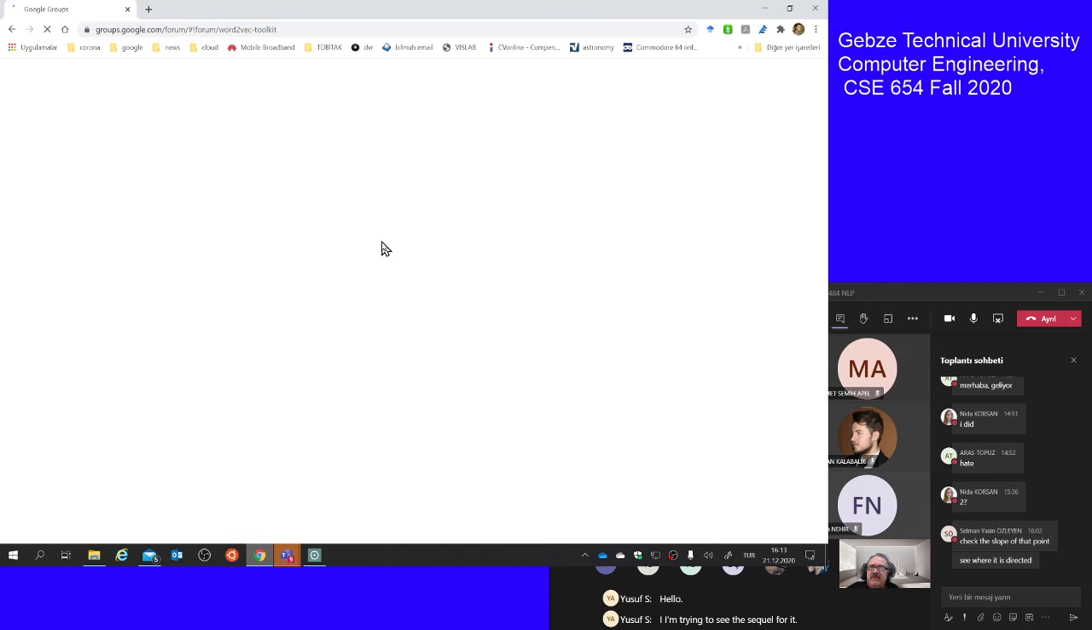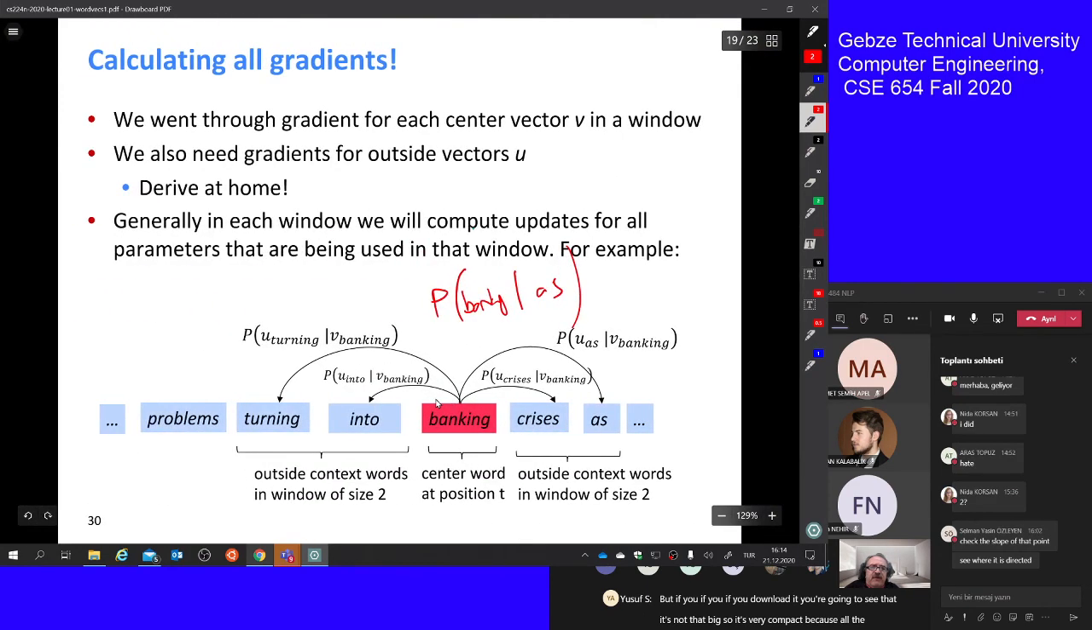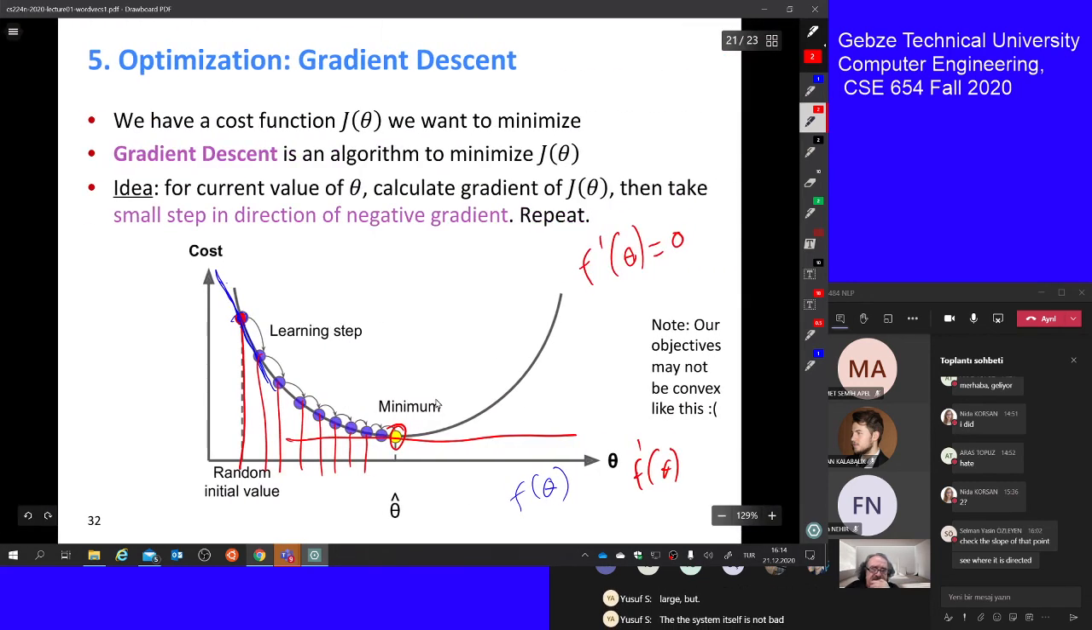I'm trying to see how many lines it has. I couldn't find it, but if you download it, you're going to see that it's not that big. It's very compact because all it does is try to find those parameters. The number of parameters is large, but the system itself is not that complicated.